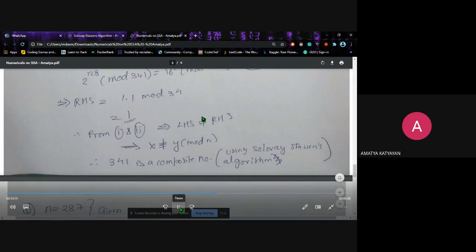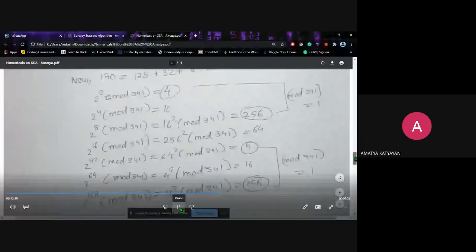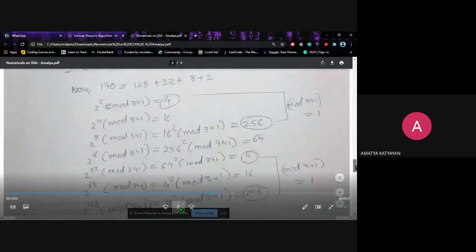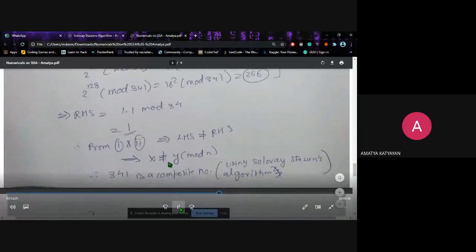So you're getting RHS as 1, but the LHS that we were getting before was not 1, it was minus 1. So there's a difference over here. LHS and RHS are not equal. Hence, x is not congruent to y mod n. So we can conclude x is not congruent to y mod n, so the condition is not satisfied. This implies that 341 is a composite number. Our n that we took is a composite number using the Solovay-Strassen algorithm.